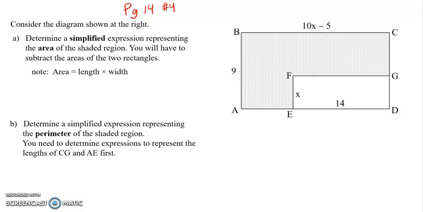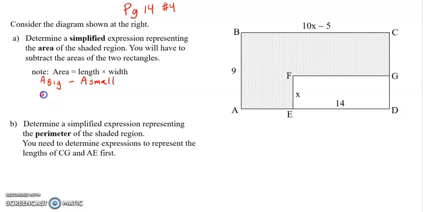And so if you picture this as a birthday cake, you have your entire birthday cake, A, B, C, D, which is the full rectangle, and then you're subtracting this white area, E, F, G, D. So the easiest way to picture this is to take the area of the whole big rectangle, and you're going to subtract the area of the small white rectangle.